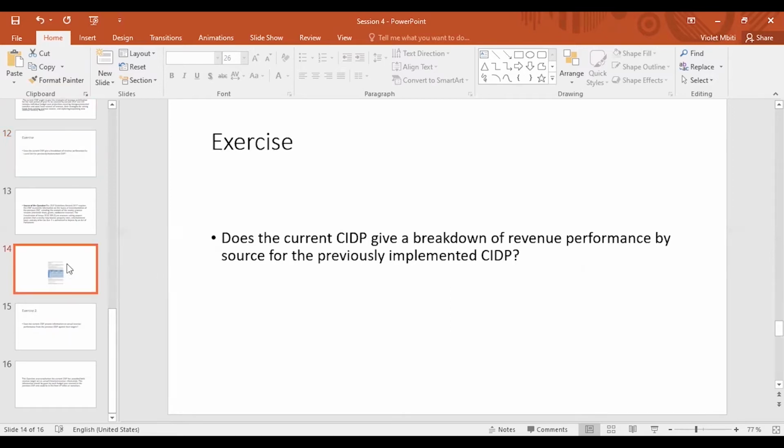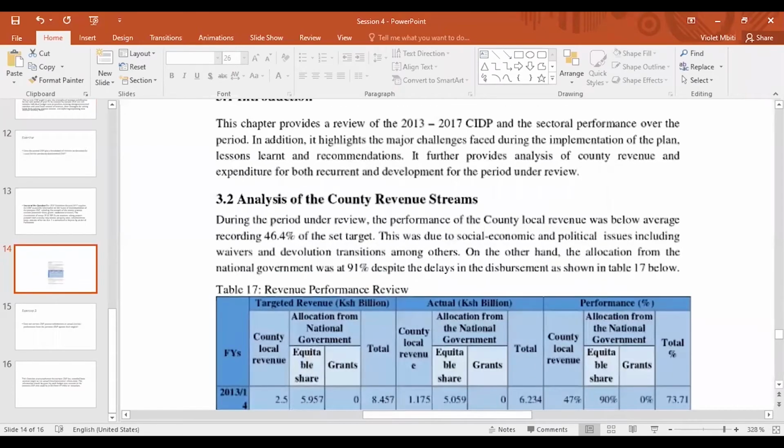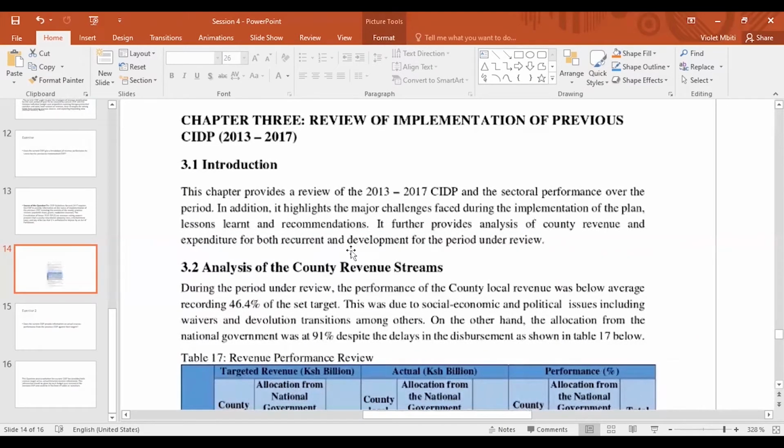So if you look at the CIDP, I shared the CIDP with you yesterday so that at least you can go through it and see how it looks. Okay. So this one is the CIDP we shared for 2018 to 2022. They are giving a review of implementation of the previous CIDP. That one you can find on page 68. If there's someone who has it there, they can check it out. But I have gotten a piece of it so that at least now we can go through.